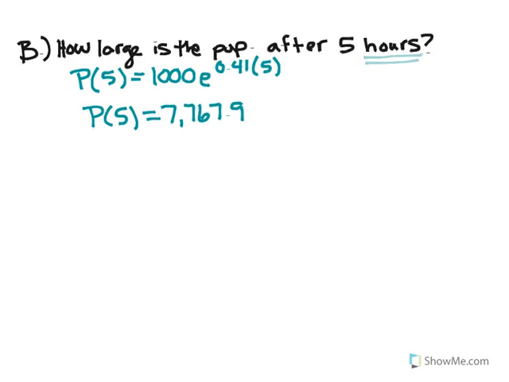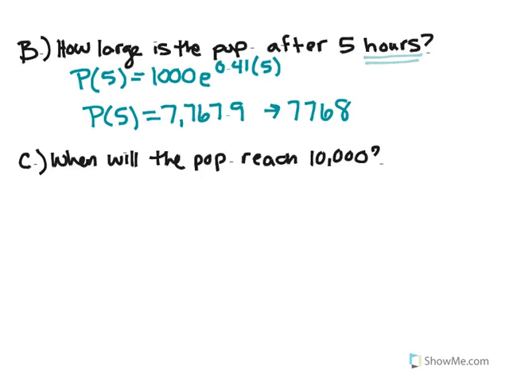So we're going to then take a look at this. It wants about how large this population is. Well, we can't have 0.9 of a bacteria, nor could we have 0.9 of a person. So if it asks you to estimate or round, you could say that this is 7,768 bacteria.